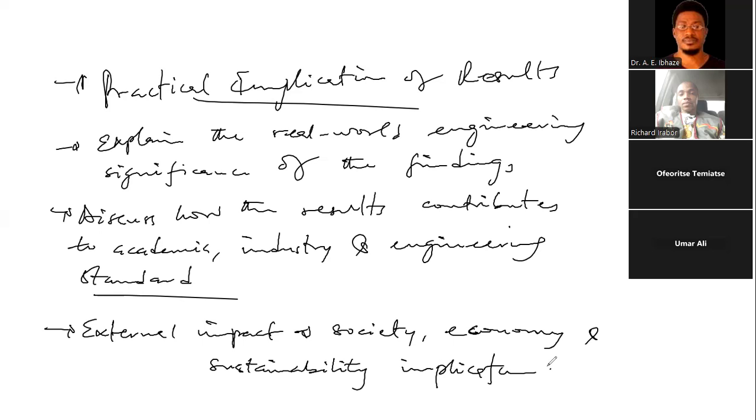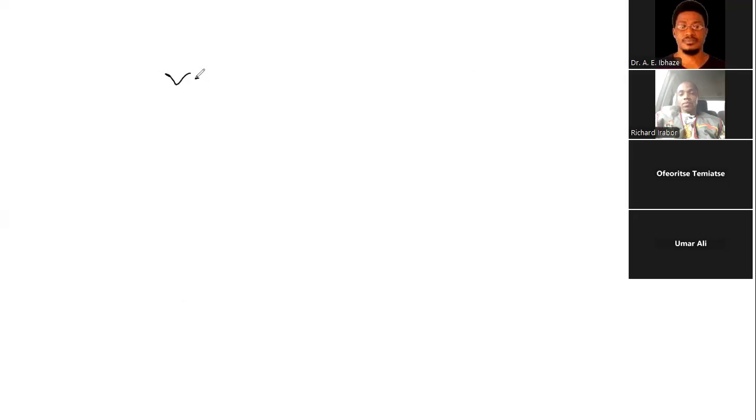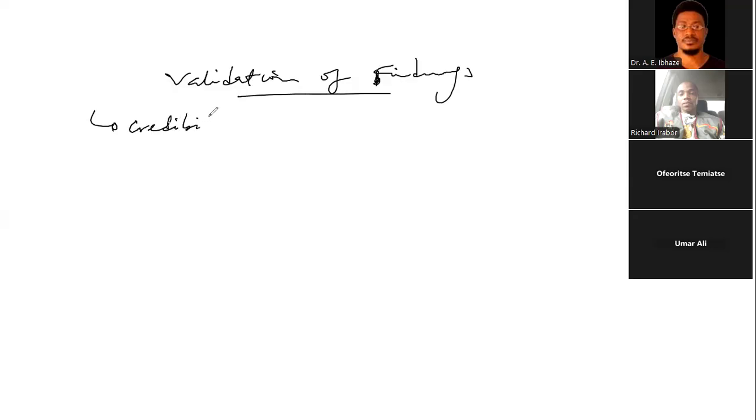So when you've done all of this, then we now come to the interesting part. One part we always want to see in your results: validation of findings. This is where we'll be able to tell if you truly achieved the objectives or the aim of the work. So this, in essence, is to ensure credibility and reliability of the research. Okay? So you must validate your findings.